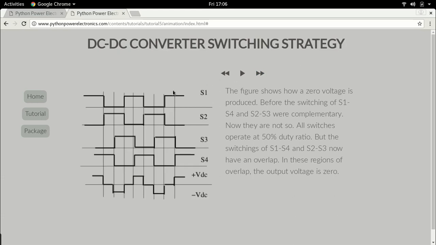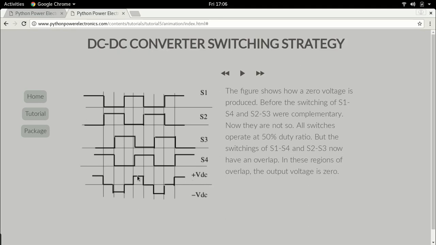So in this slide, I'm going to talk about how do we switch that H-bridge so as to be able to produce this 0 voltage state. And I'll just show you, even before actually describing, this is what that 0 voltage state is going to look like. You see, this is the output voltage, output AC voltage.